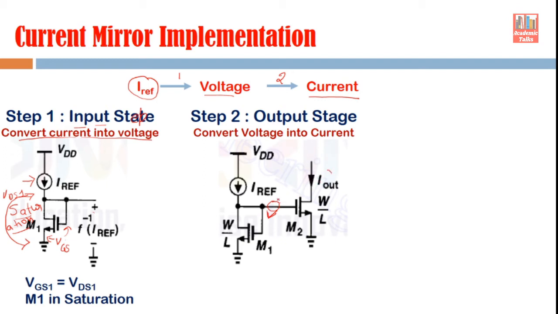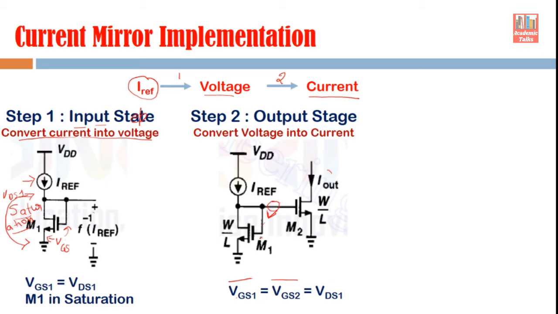Now here in the circuit, if you see M1 and M2, you see the gate terminals of these two devices are connected together. It means the gate source voltage of the first transistor is equal to the gate source voltage of the second transistor, and the reason is that both these gates are connected together.